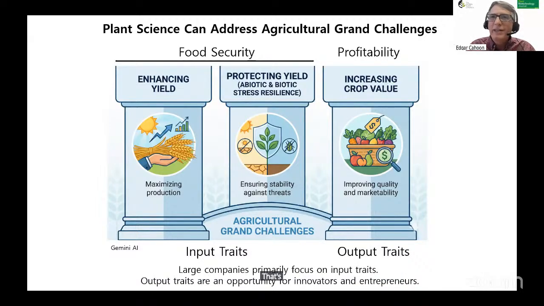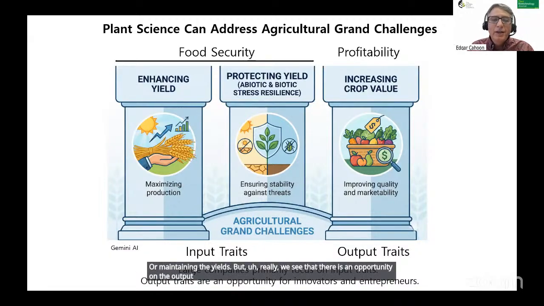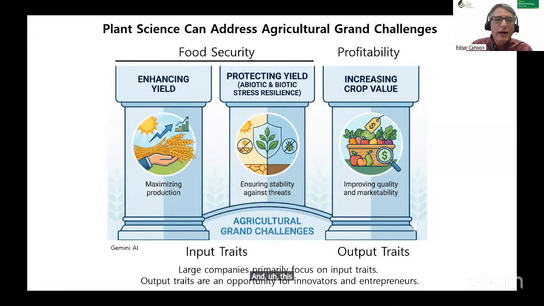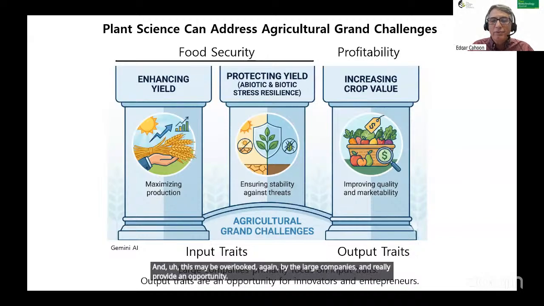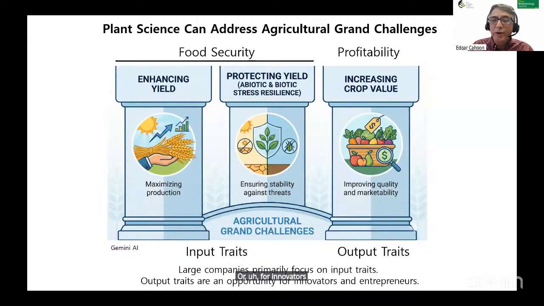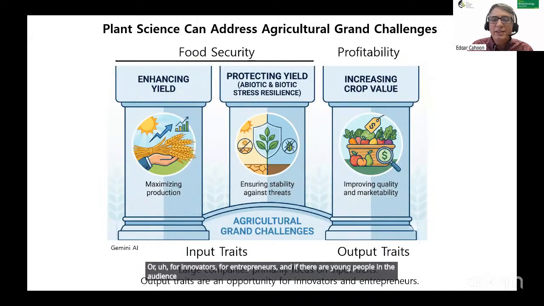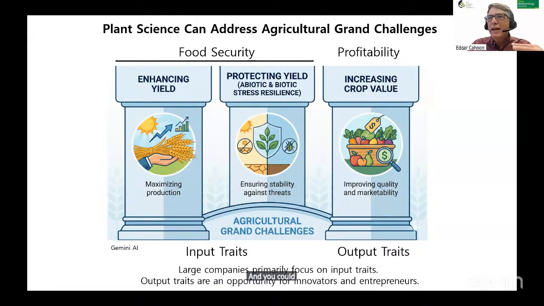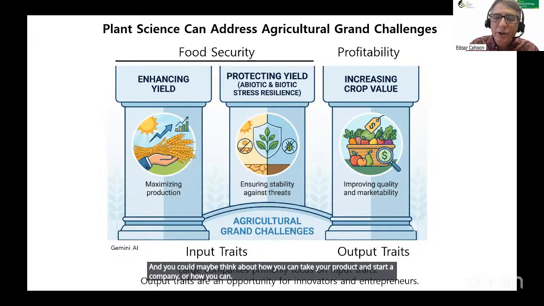This is where they see the profit, producing more per acre or maintaining the yields. But really, we see that there is an opportunity on the output trait side. And this may be overlooked again by the large companies and really provide an opportunity for innovators, for entrepreneurs. And if there are young people in the audience, maybe this is an area that you should be thinking about. You could think about how you can take your product and start a company, or how you can license your new technology.